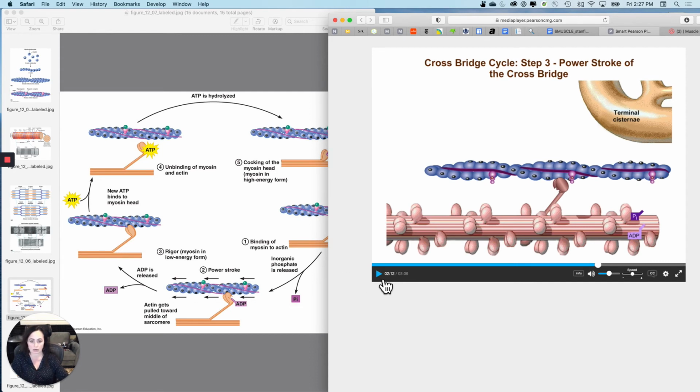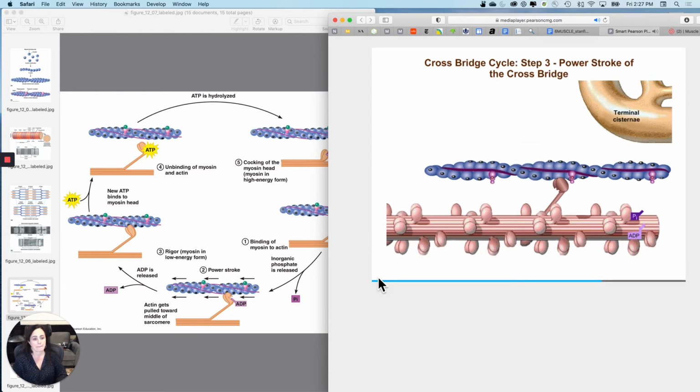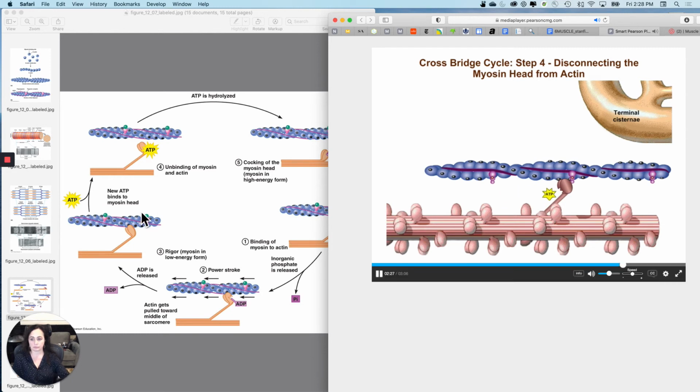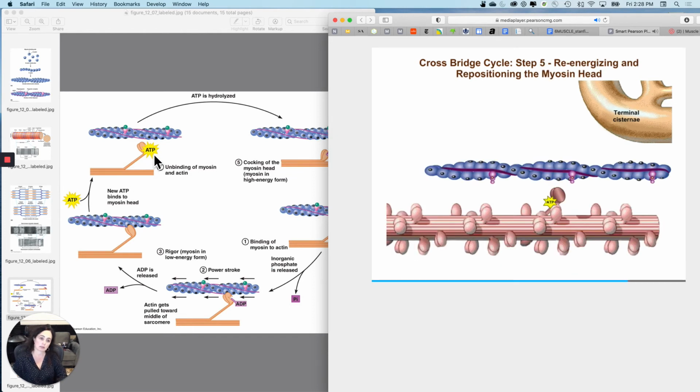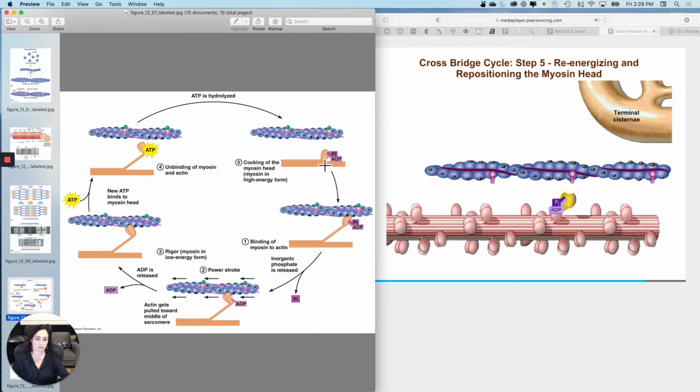It's correct right here. Movement is called the power stroke. The chemical energy of ATP has been transformed into the mechanical energy of a muscle cell contraction. In order to disconnect the myosin head from actin, an ATP molecule must bind to its site on the myosin head. That releases it. The release of the myosin head from actin triggers the hydrolysis of the ATP molecule into ADP and inorganic phosphate. Energy is transferred from ATP to the myosin head, which returns to its high-energy conformation.